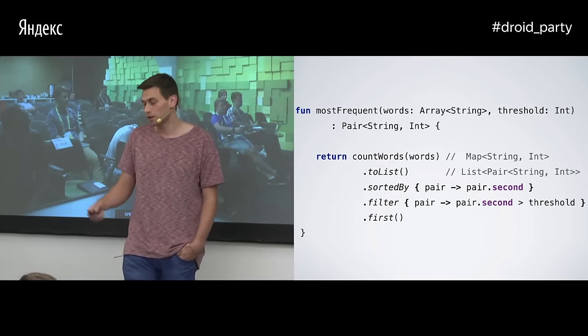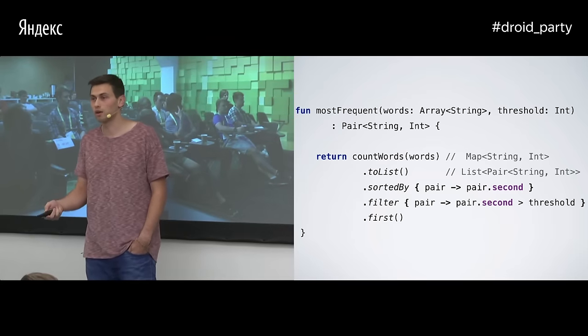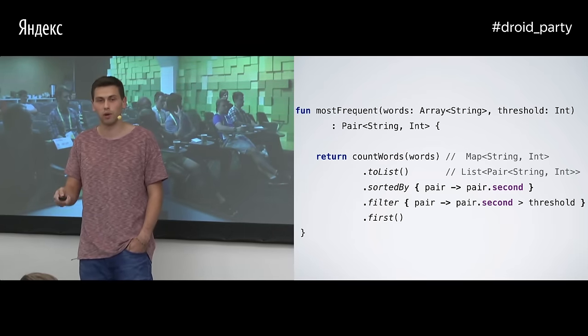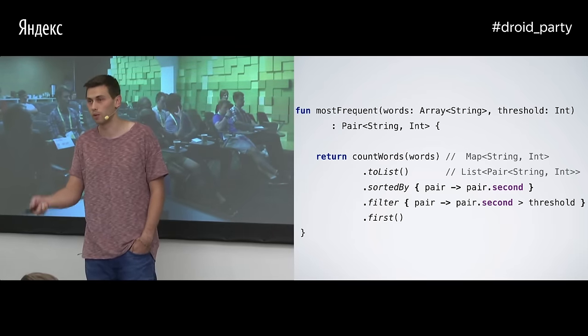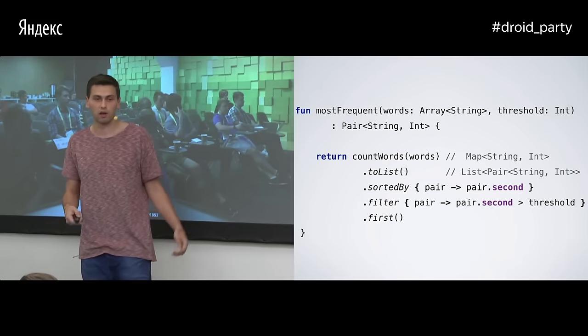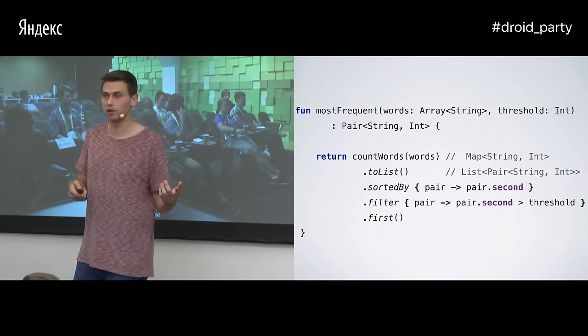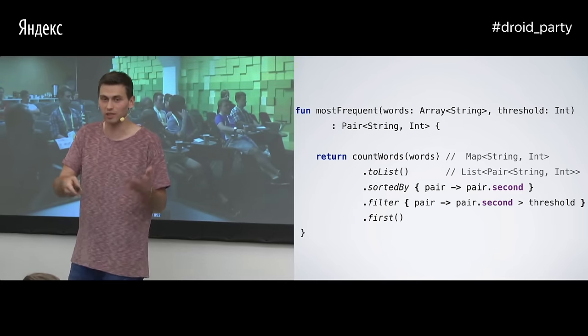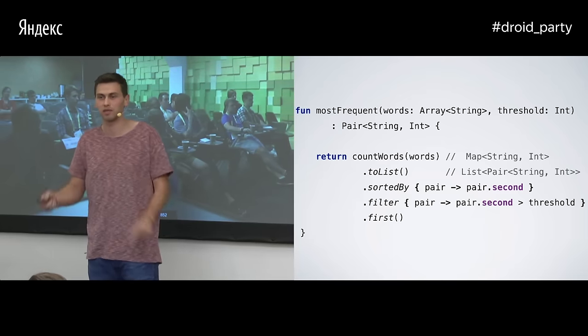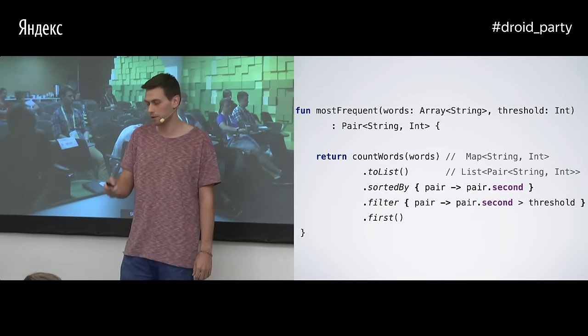And again, the difference here is that we are focusing on what we are doing. We are getting the most frequent word, right? And on the other hand, in Java, we are focusing on how we implement it, actually. We see all these for loops, all these if statements. Yeah, do you get it?